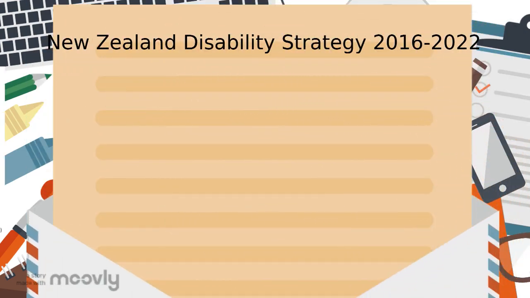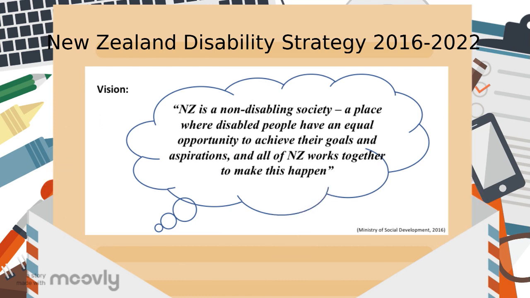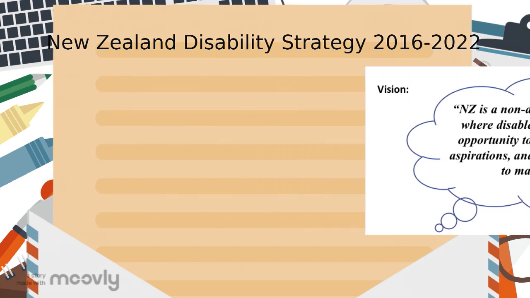The New Zealand Disability Strategy was created by the Ministry of Social Development with the vision of creating a non-disabling society in New Zealand. There is an increased focus on supporting disabled people into employment, especially in comparison with the previous 2001 strategy. An outcome hoped to be achieved is that disabled individuals have employment and economic security and are treated with dignity and respect in the workforce.